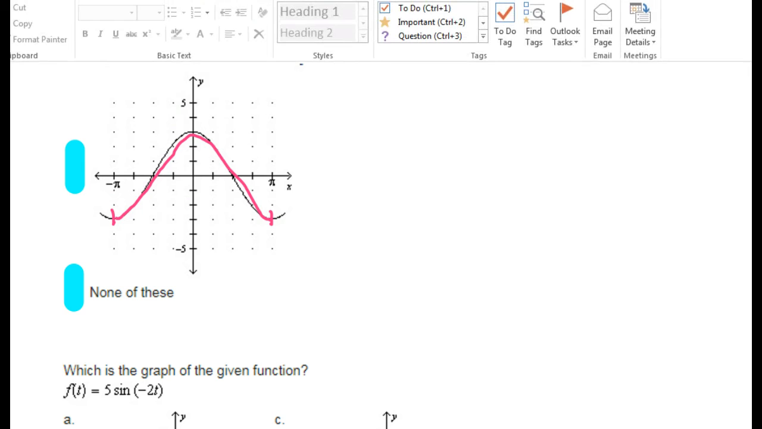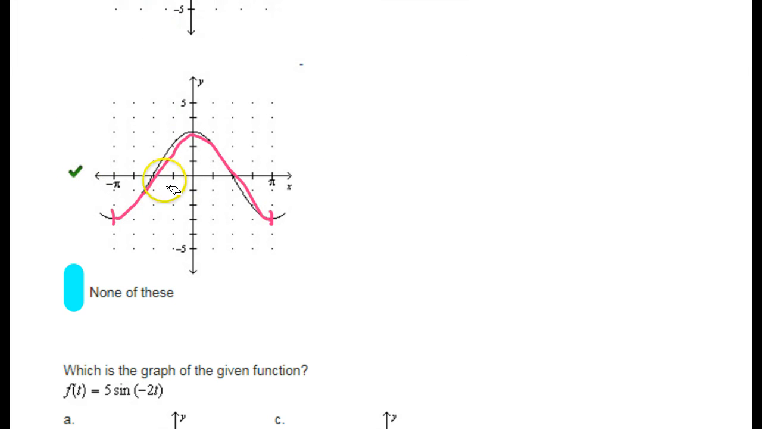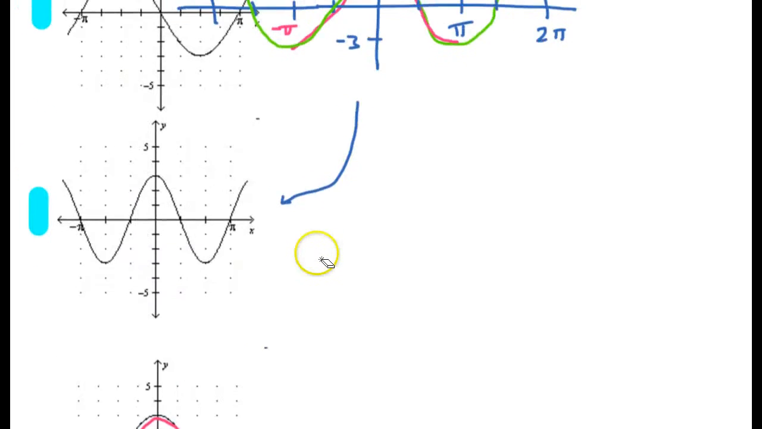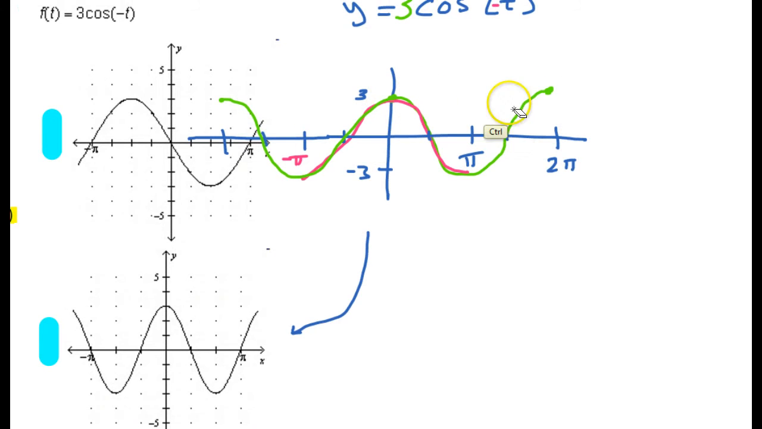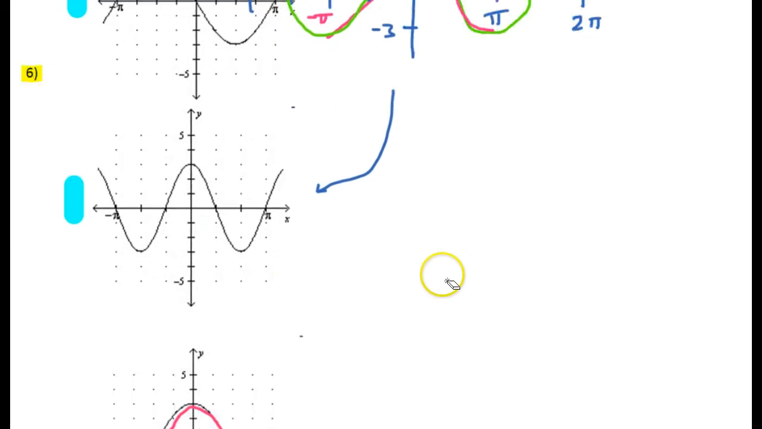So that problem was very tricky because they kept changing the period on us and sort of zooming in, and they didn't use the normal portion of the graph that we're used to. They used this portion over here. So don't be fooled. This will be the answer.